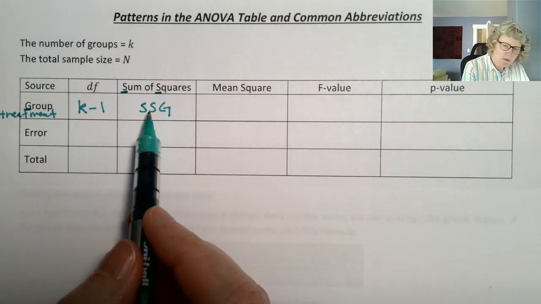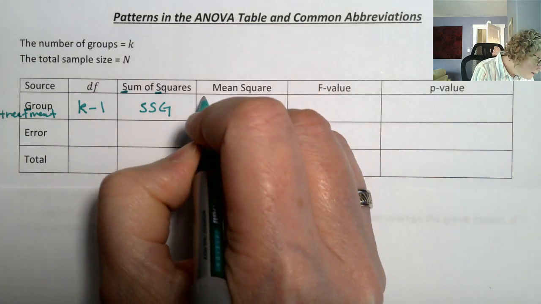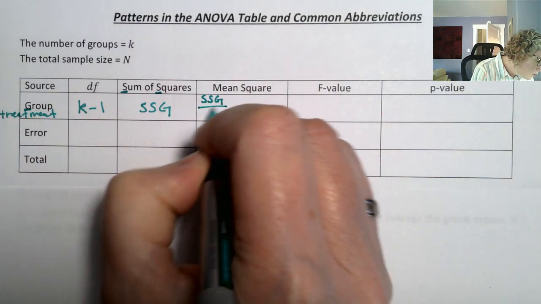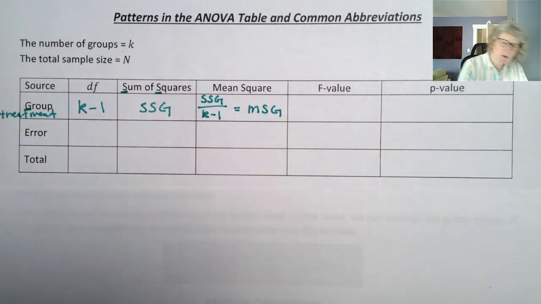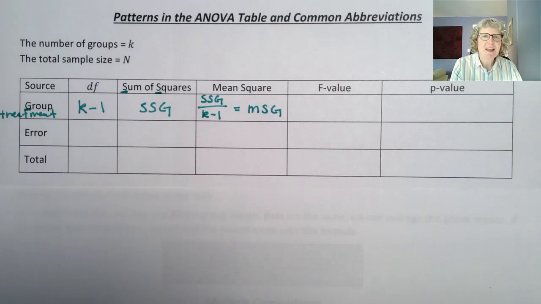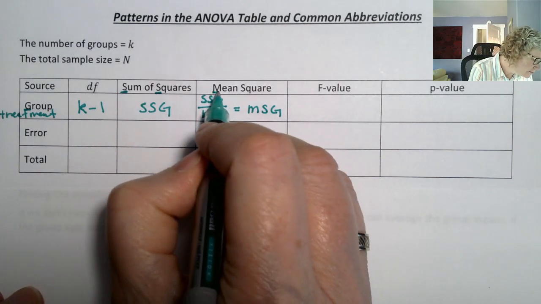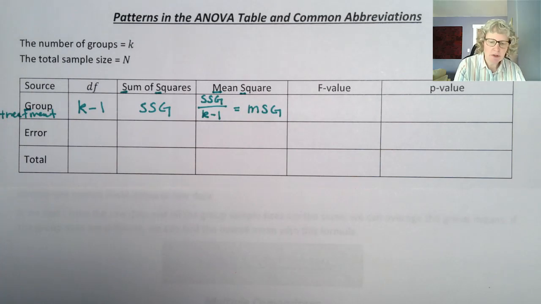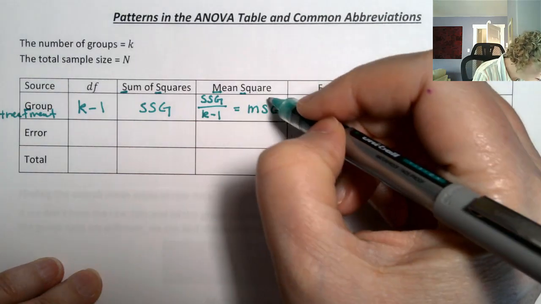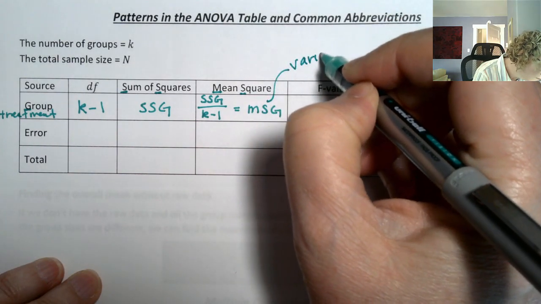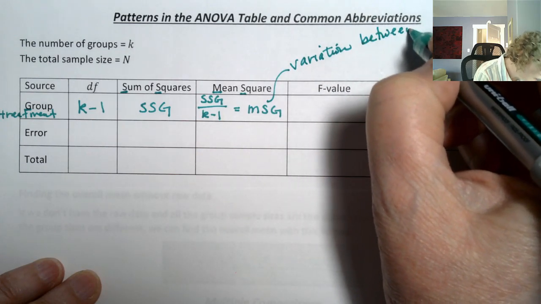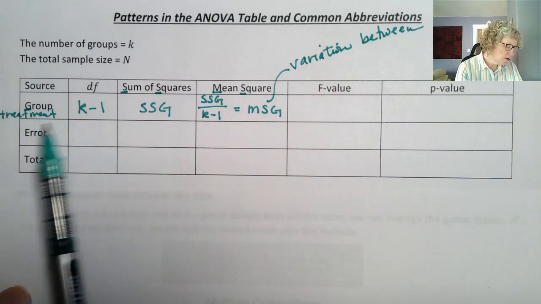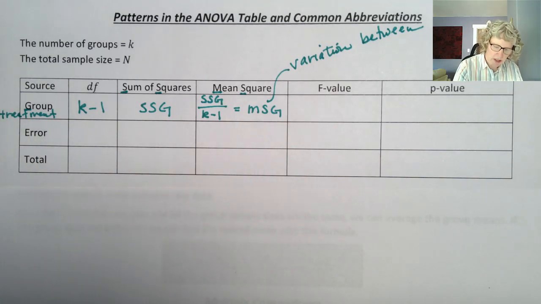And then we divide that. So we take that SSG over K minus 1, and we get the MSG. It's not what you put in your food, but it's the mean square group, okay? Mean square group. And that is the variation between. That's the abbreviation for that. And that's the numerator. So that's the top, and this whole second row is going to be the bottom, which is pretty handy.